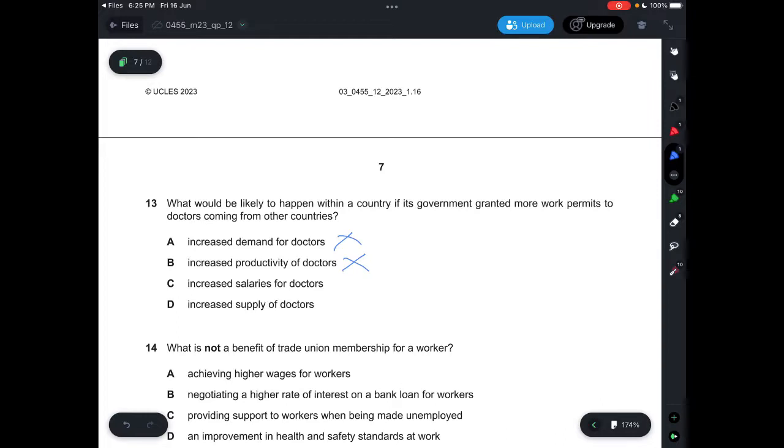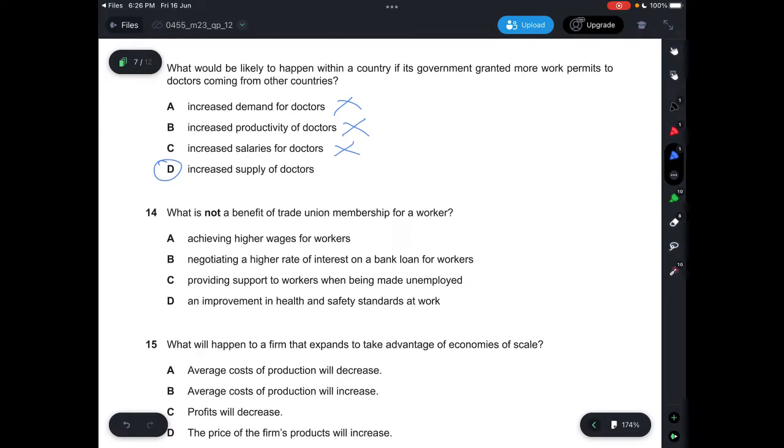And C, it says increased salaries for doctors, which is not correct, because when there's an increase in supply, there'll be a decrease in the price level. So when there's a decrease in the price level, this means that your salaries will also have to decrease. So increasing salary is not really likely to happen unless there's a very low supply, but then there's a very high supply of doctors after this. So nope. D, it says increased supply, which is the most direct answer. So answer is D.